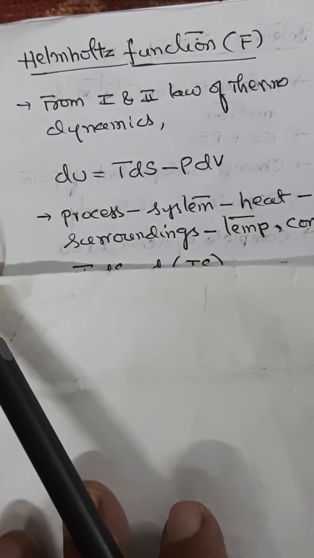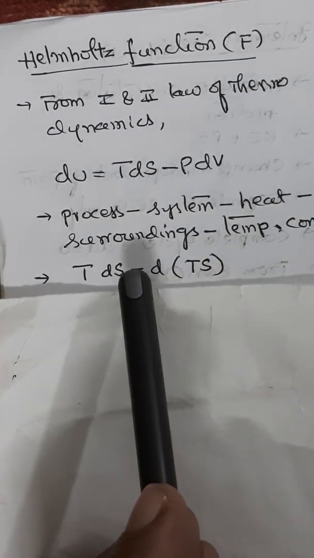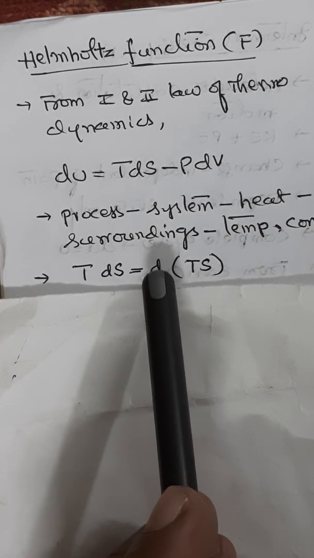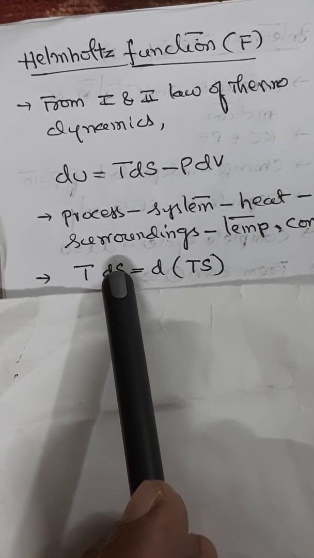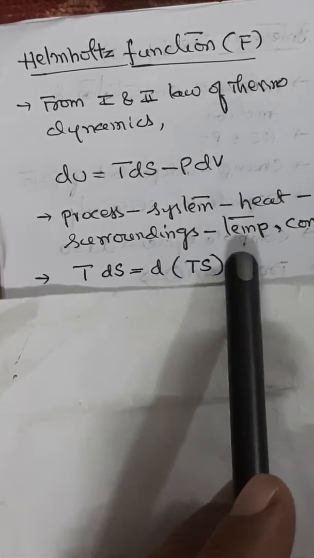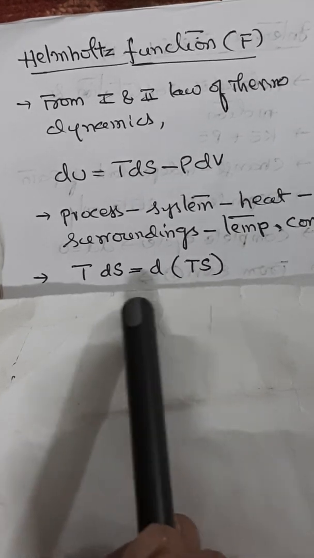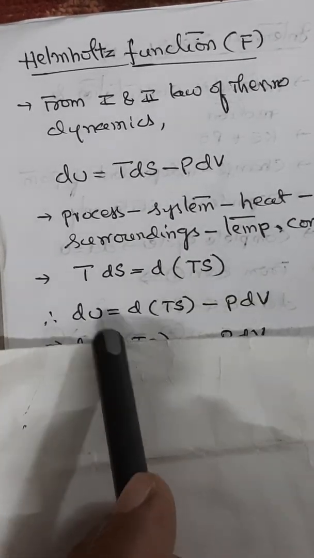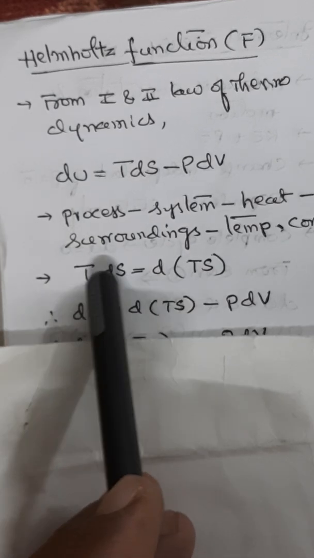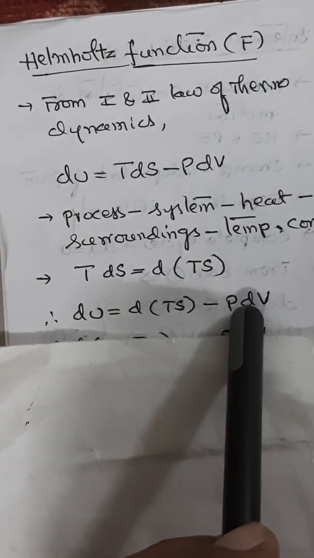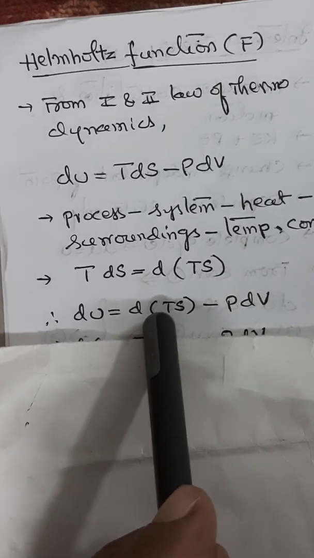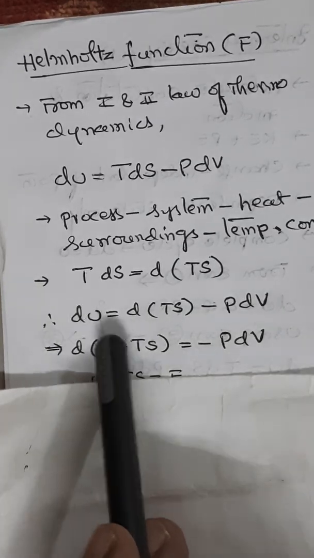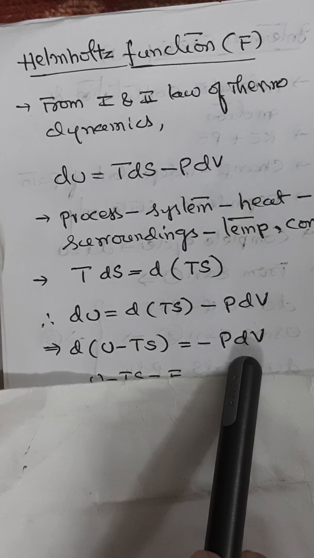Now, consider a process in which the system exchanges heat with the surroundings and thereby maintains the temperature constant. Then TdS can be written as d(TS). Now substituting the value of TdS in the above equation, what will we get? dU equal to d(TS) minus PdV. So send this to the left side and take the d common out. Then you will have d(U minus TS) is equal to minus PdV.